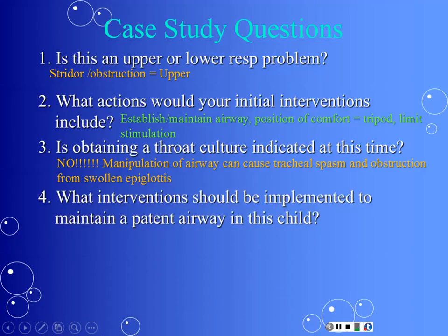All right, so what interventions should be implemented to maintain a patent airway in this child? So remember we talked about our different oxygen delivery. We talked about our different methods for respiratory distress. What may we have to do with this child?